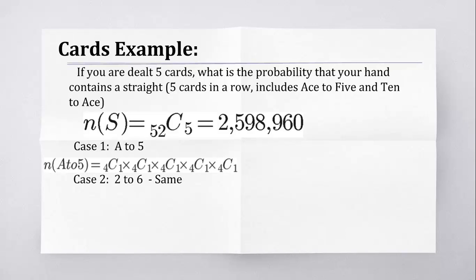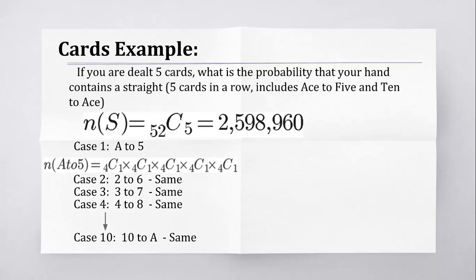Case 2 is 2 to 6, which is the exact same. Case 3 is the same. Case 4 is the same. All the way up to case 10, which is 10 jack queen king ace, and that's the exact same thing as well. That's the last straight. There are actually 10 cases here, and they're all the same.